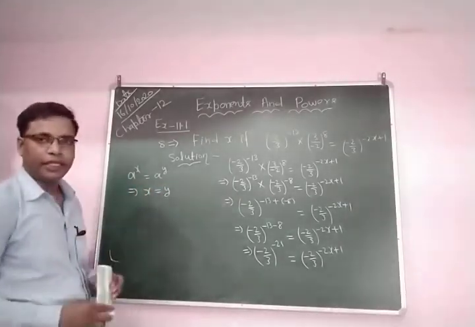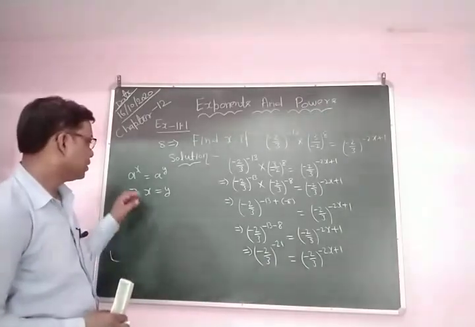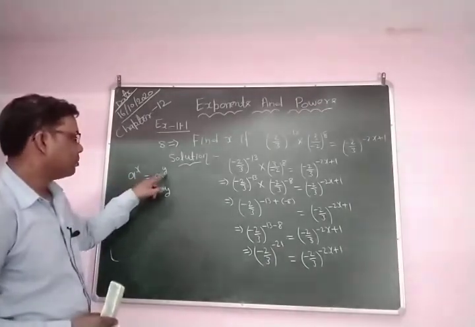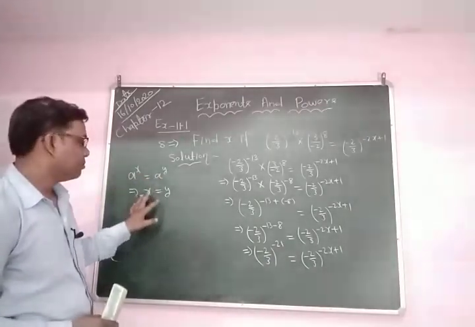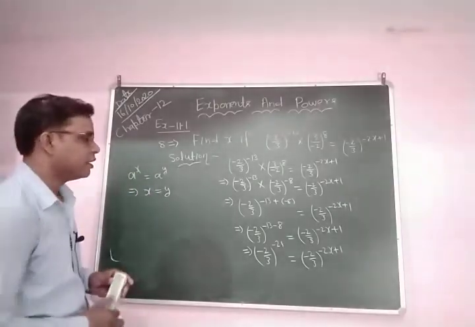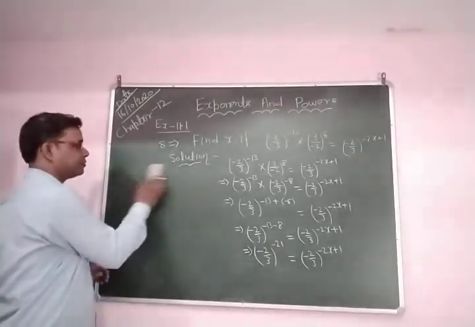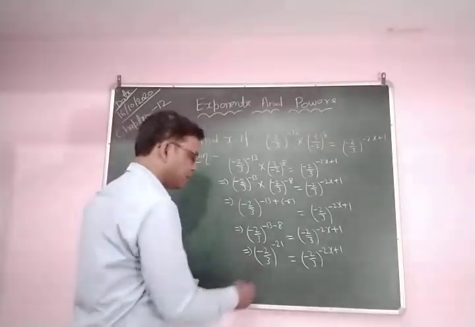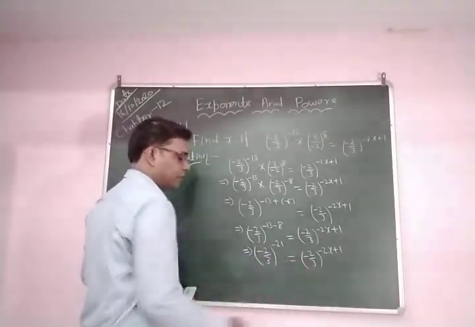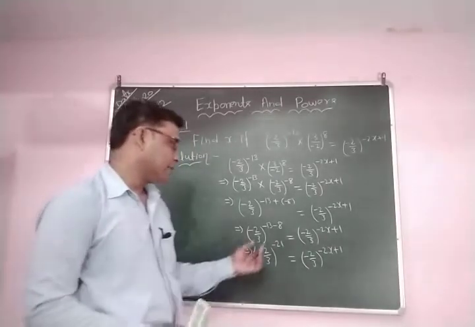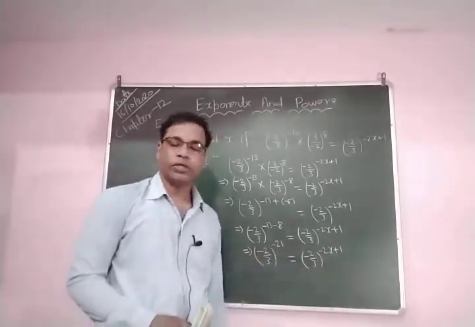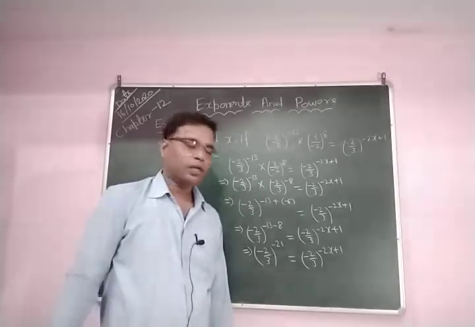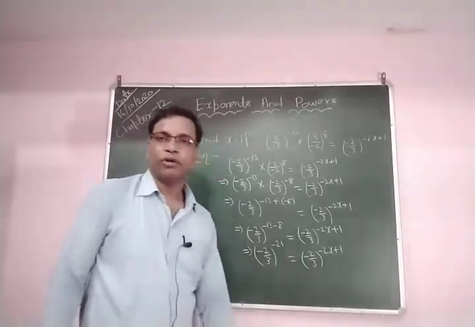This implies that x is equal to y, because you can see here a^x is equal to a^y. The bases are the same, then the powers are also equal. Okay. Now you can write here: this implies that here you can see the bases are the same, (-2/3), and the powers are -21 and -2x + 1. So if the bases are the same, then the powers will be equal.